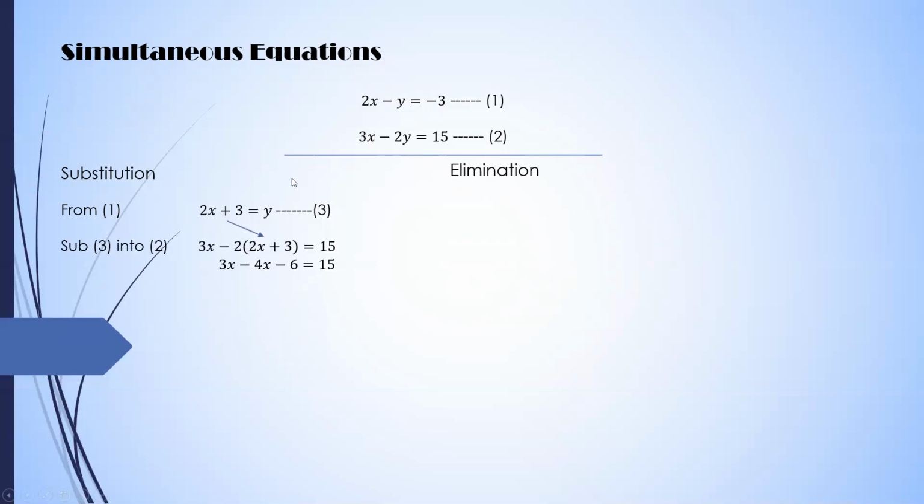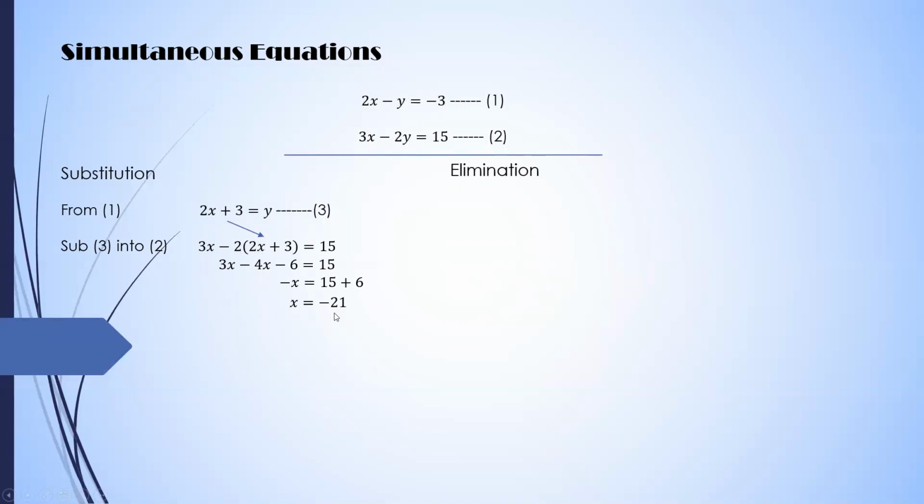So you can see I copy down 3x, but this y now in brackets, I'll replace it with this thing, right? So after that, simplify, expand it. 2 times 2, you get -4. -2 times positive 3, you get -6. So when you start to simplify, in the end, you get x equivalent to -21.